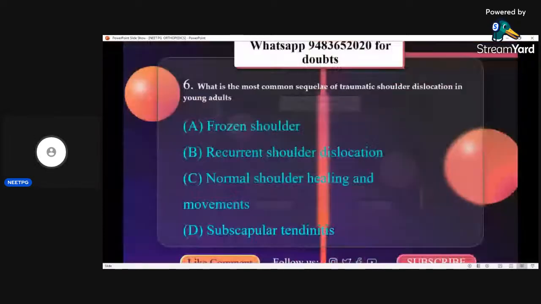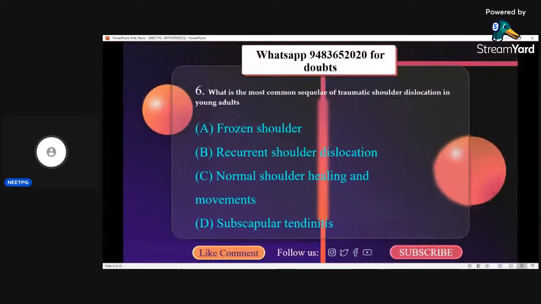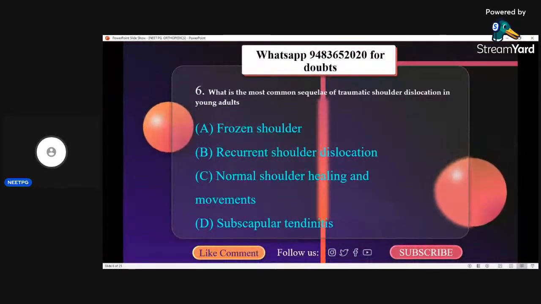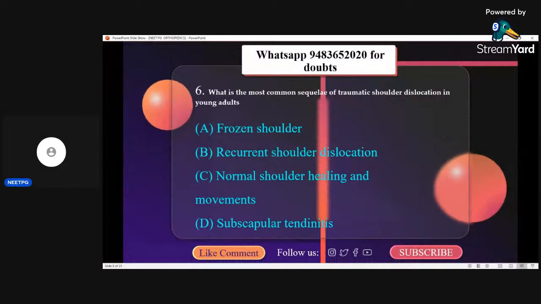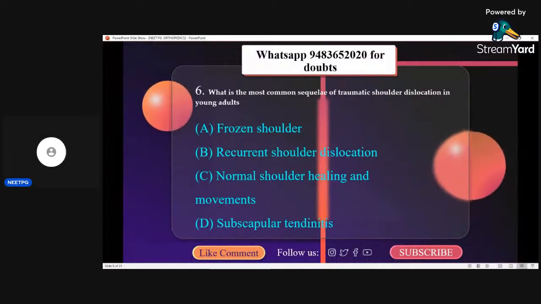What is the most common sequela of traumatic shoulder dislocation in young adults? It is recurrent shoulder dislocation. So the correct option here is B, recurrent shoulder dislocation.